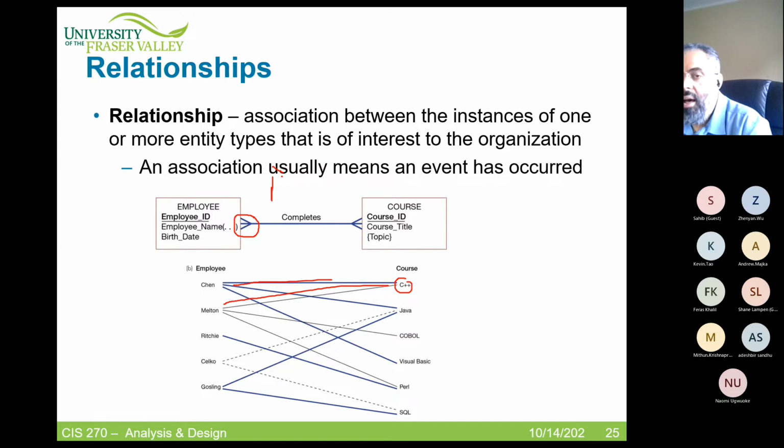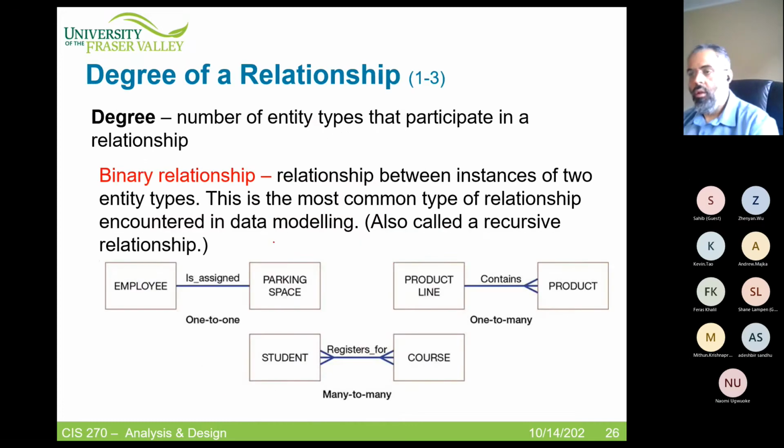Second, I have to give the relationship a name. I also have to give it the multiplicity, about how the relationship will be between these two entity types. So before we go further, let's first see what different degrees of relationship we will have.